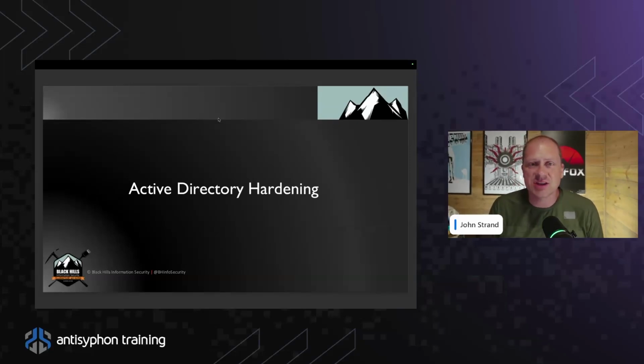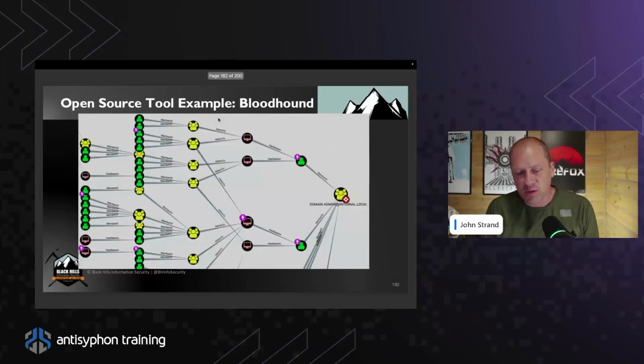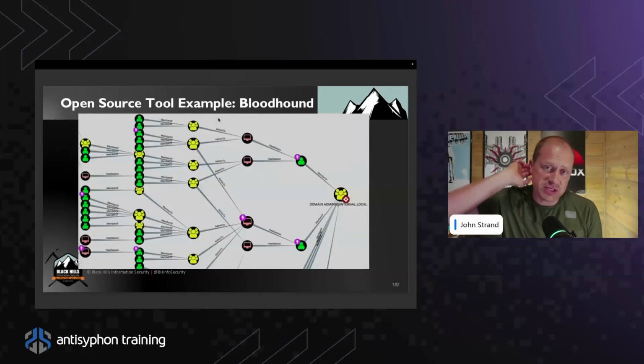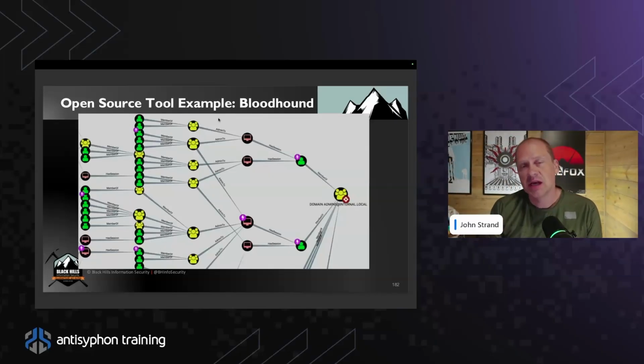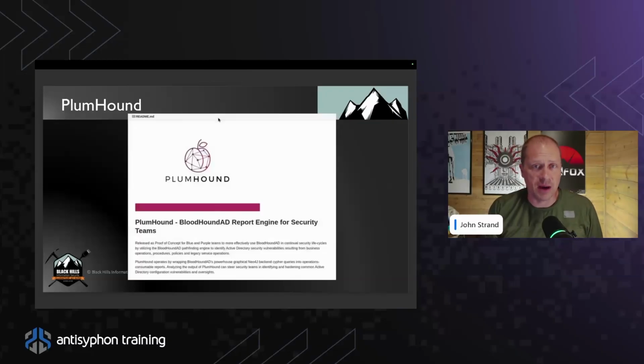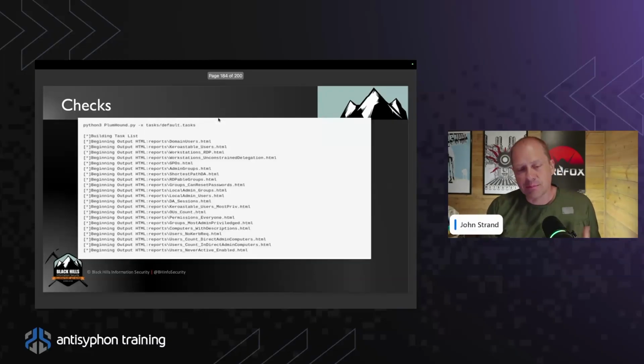All right, the last section, last lab of the day, we're going to do this in the break, is Active Directory hardening. Really critical. There's a bunch of tools that help with this. We had already talked about Bloodhound as a tool that helps identify that attack path analysis of going from a lower privileged account to getting to full domain administrator. But you can take that data from Bloodhound and you can run it through Plumhound, which is free. And then Plumhound will do a number of different checks, domain users, Kerberoastable users.